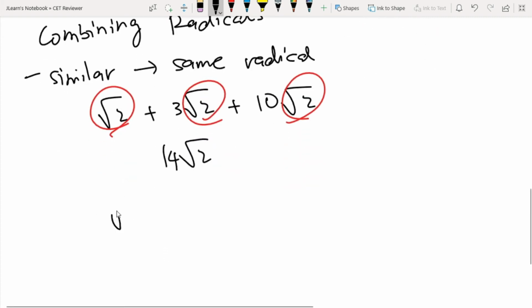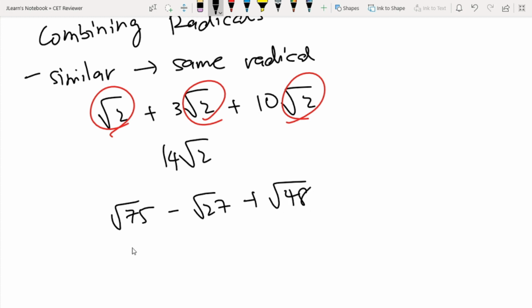Okay? So, let's have a much more difficult example. Let's say square root of 75 minus square root of 27 plus square root of 48. No? So, we can simplify the square root of 75. That will be, kasi, square root of 25 times 3. So, that will be 5 square root of 3. Then square root of 27 will be square root of 3 squared times 3. So, that will be 3 square root of 3. Then plus square root of 48 is 16 times 3. So, that will be 4 square root of 3.